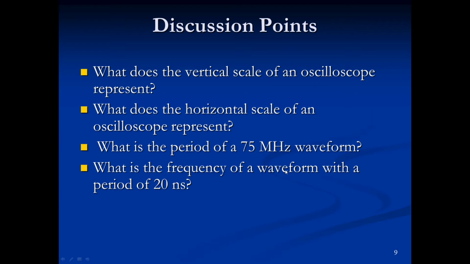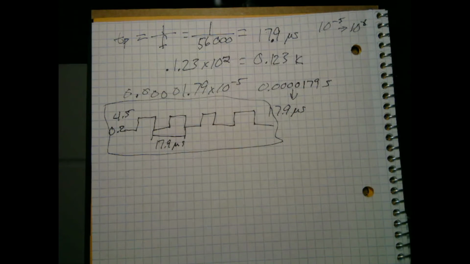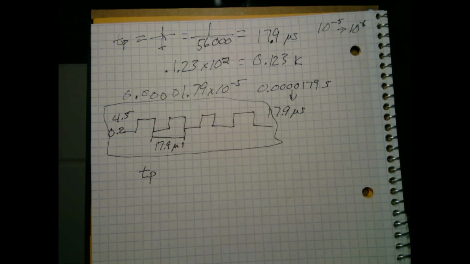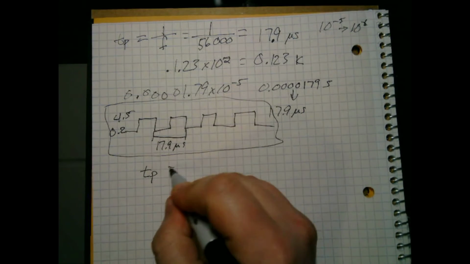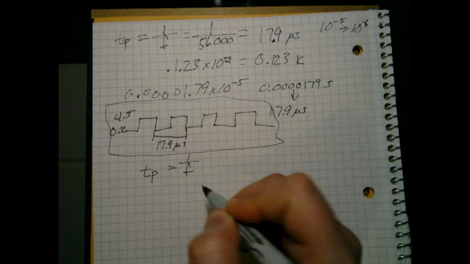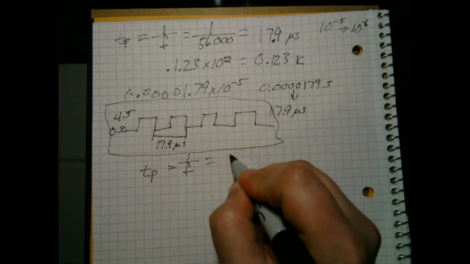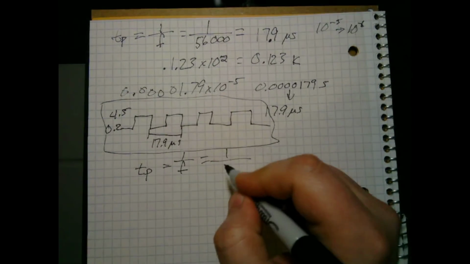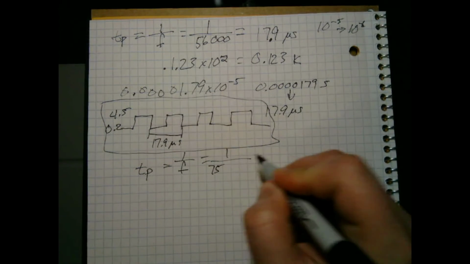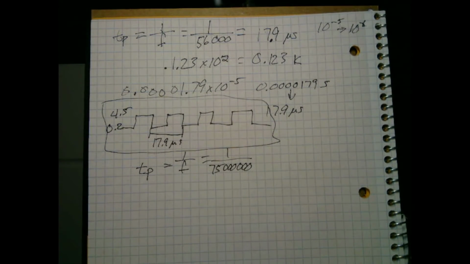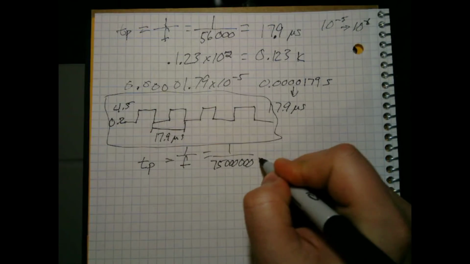So we just reuse our period formula. Our period is going to be the inverse of the frequency, 1 over the frequency. They give us the frequency as 75 megahertz. So 75 with 6 zeros, 75 million hertz. And what does that equal?